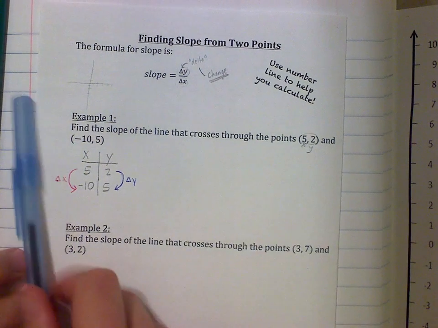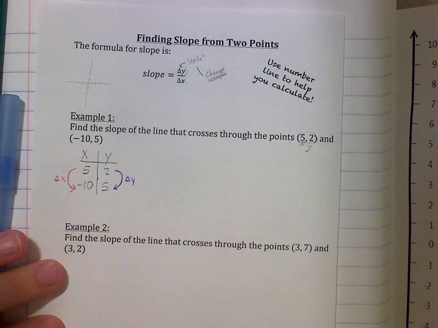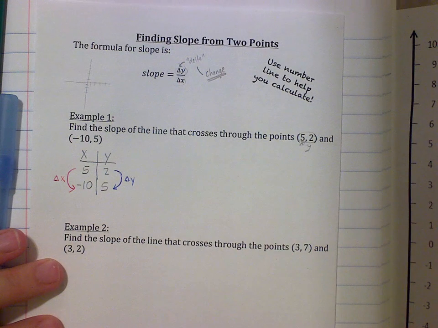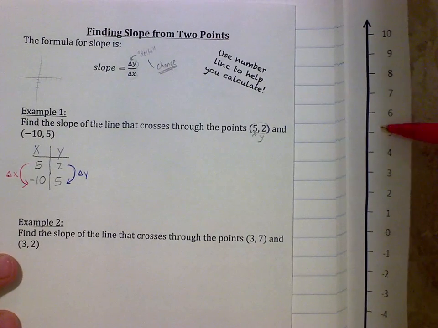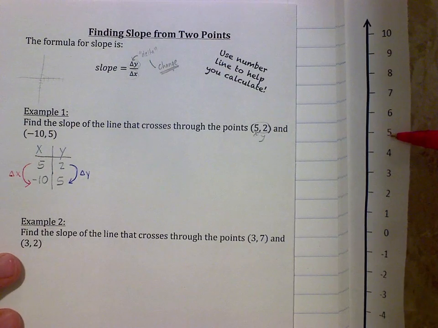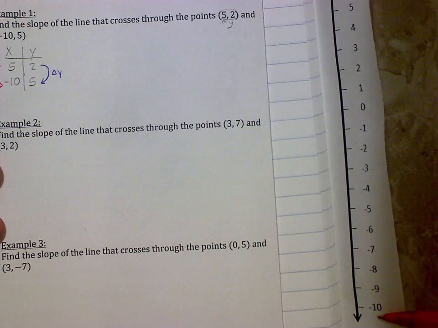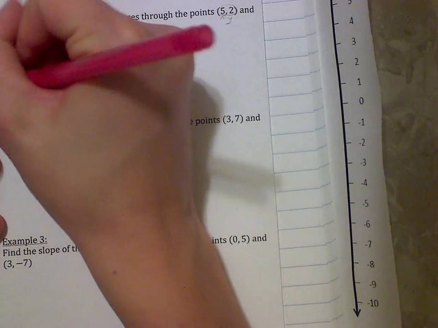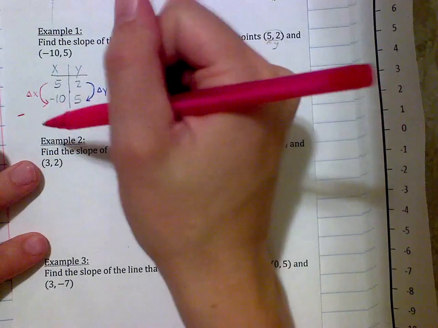So let's start with the change in x. And I go from 5 to negative 10. So first, I want to ask myself, am I going up or down? Well, let's see. I started at 5, and I'm using a number line. I started at 5, and I ended up all the way down here at negative 10. So first of all, I definitely went down. So my change in x is definitely going to be negative, right? My change in x is definitely going to be negative.